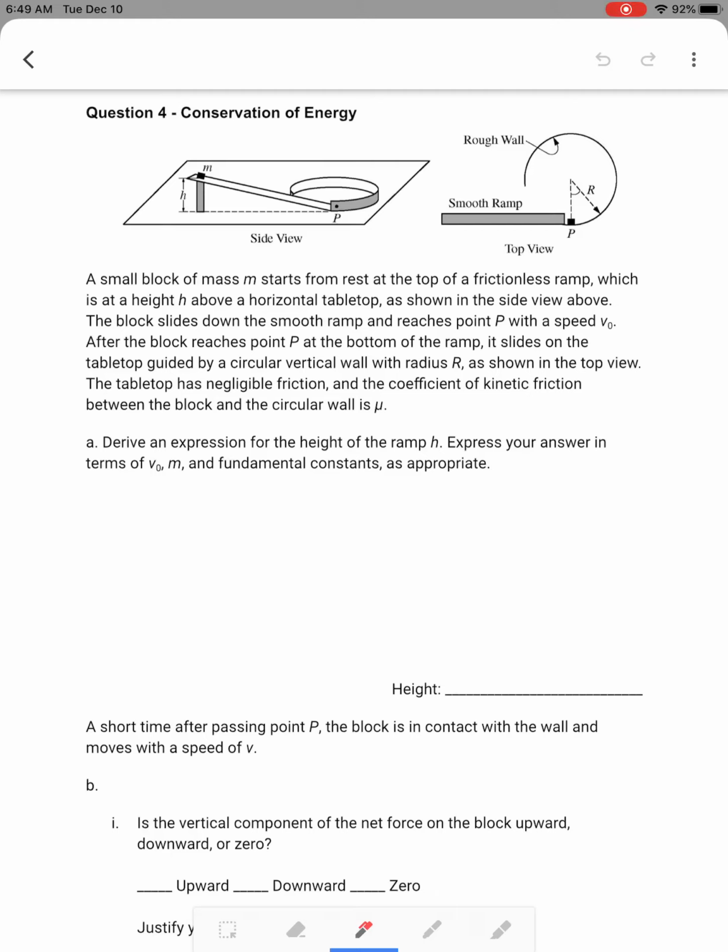Hey guys, this is question 4 from the chapter 9 through 10 free response questions. This is a really good question because it involves pretty much every concept that we've covered thus far.